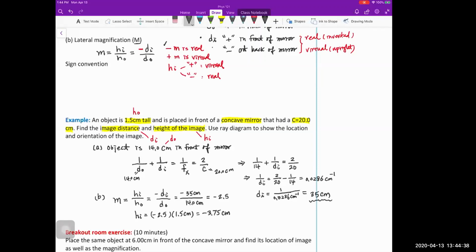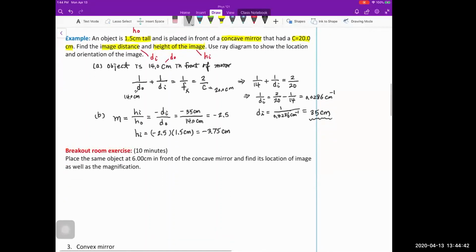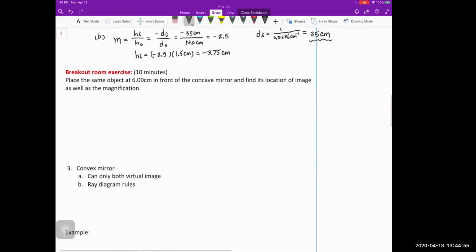Now I'm going to skip the part where we have to make a drawing. If you know this idea, then you can use the same way, with a different rule, to find a location, and just use the ray diagram to show that. In the lab, you're going to do similar things. So let's use a very quick breakout room to let you do this one here.